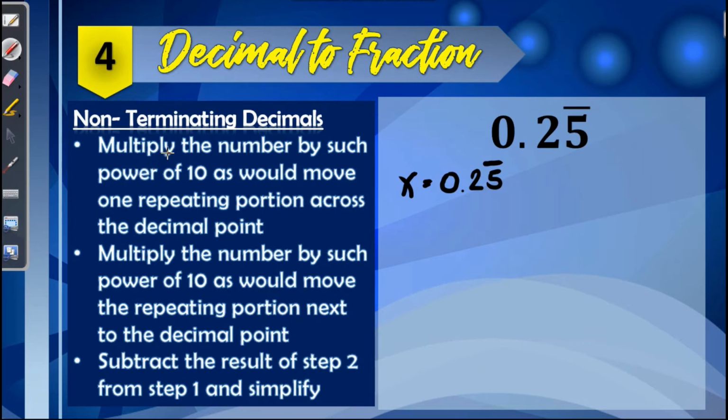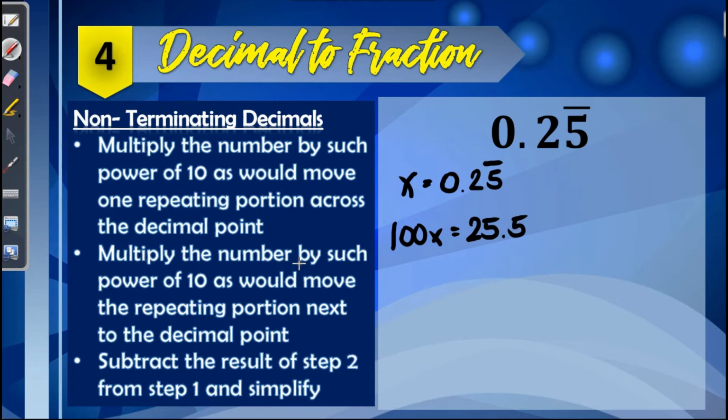It says here, multiply the number by such power of 10 as would move one repeating portion across the decimal point. When we say moving across the decimal point, this repeating value will be placed before the decimal point, meaning on the left side of the decimal point. Since we have 2 decimal places, we need to multiply this by 100. When we do that, this becomes 100x equals 25.5. We have 5 here since this is the value being repeated.